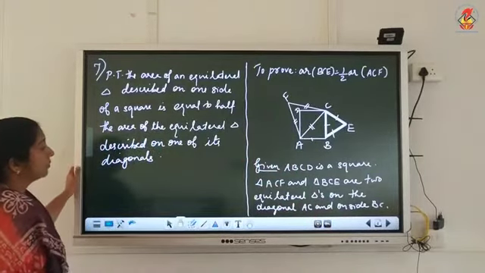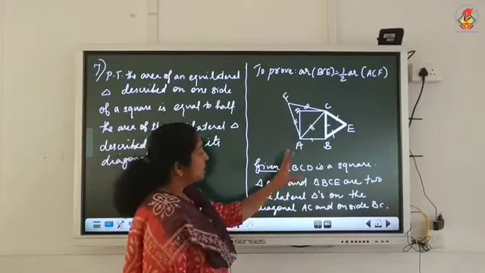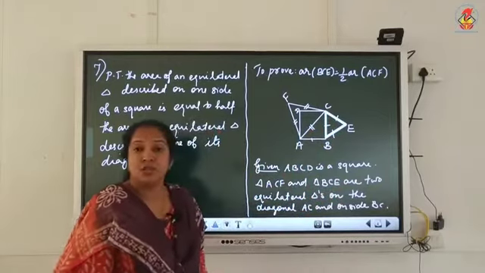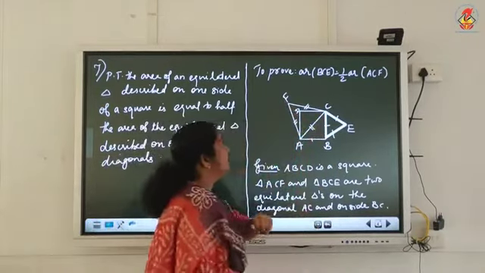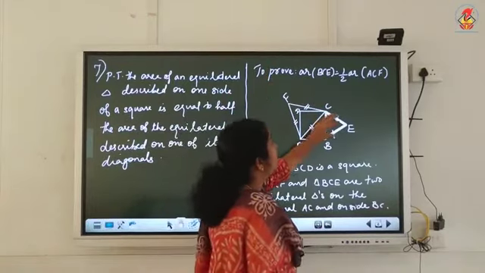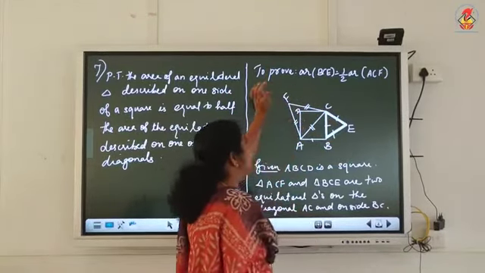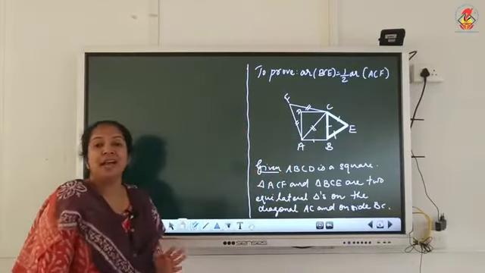Then the seventh question. Prove that the area of an equilateral triangle described on one side of a square is equal to half the area of the equilateral triangle described on one of its diagonals. So, this is a square. ABCD is a square and BEC is an equilateral triangle on one of the sides BC, and ACF is another equilateral triangle on one of the diagonals AC. What we have to prove is the area of this small triangle is equal to half the area of this big triangle. So it is given that BCE and ACF are equilateral triangles.